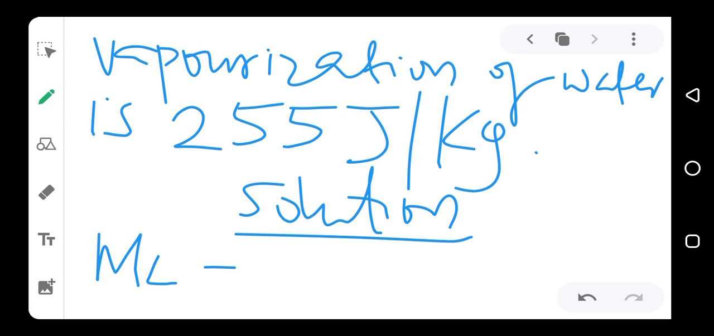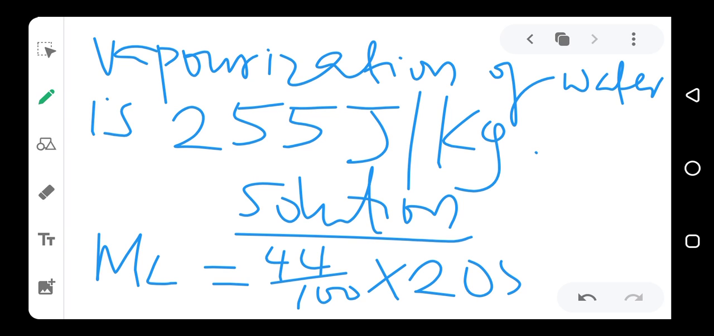ml is equal to 44% of the total amount of water heated, which is 44 over 100 times the total amount of water heated, which was 205 grams.